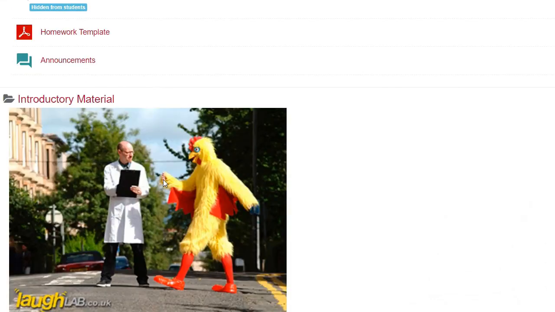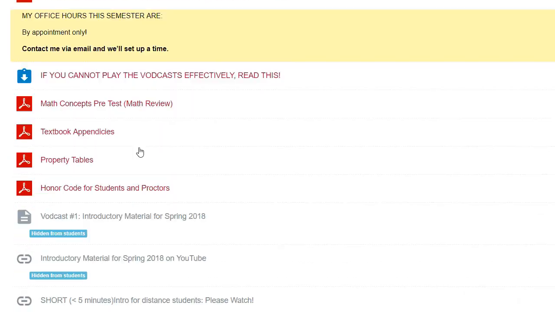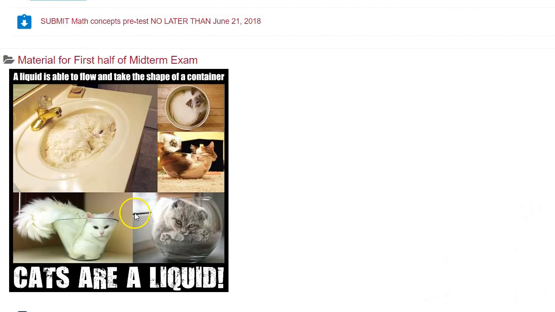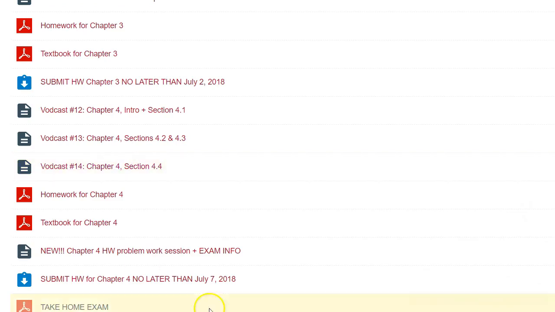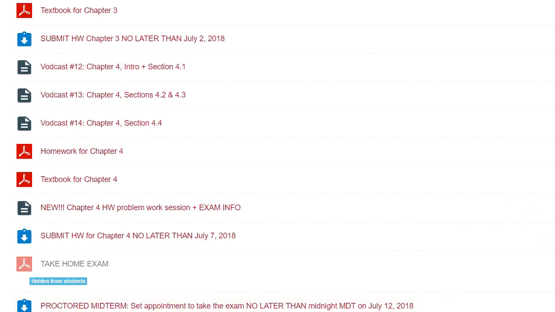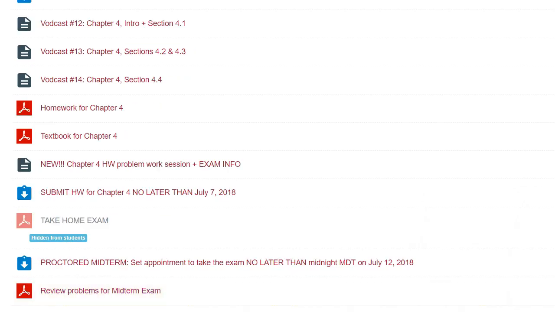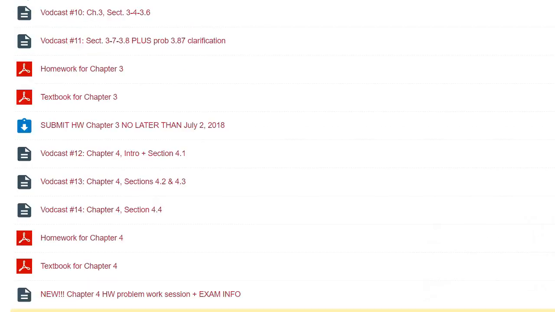Now, the material is divided into introductory material. I'm going to come back. Don't mean to make you dizzy. The material for the first half of the midterm exam, which are chapters 1 and 2. The material for the second half of the midterm exam, which is chapters 3 and 4. And that actually takes us up to the midterm, which is July 12th. So this is a month in the future. The rest of the material is lined out as well, but we're going to kind of stop there so that we can concentrate on the idea.